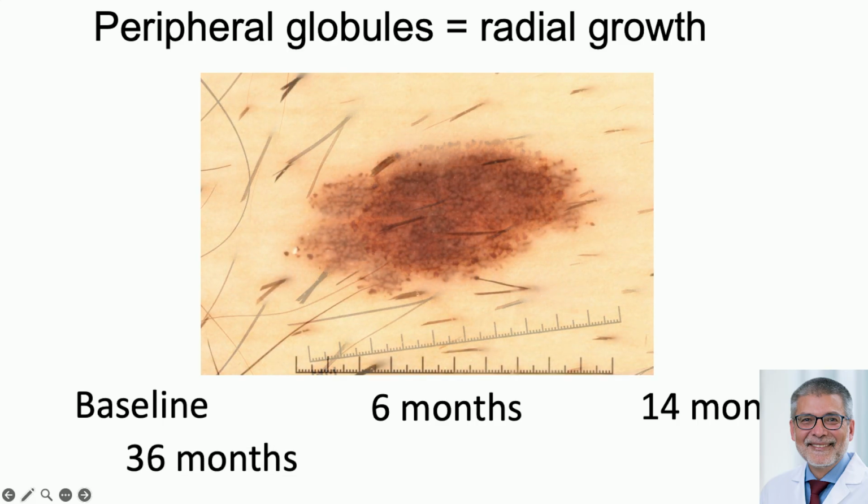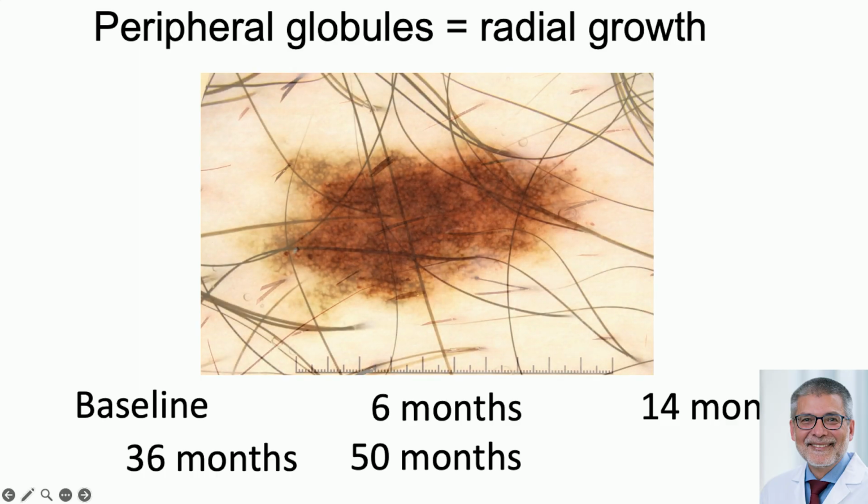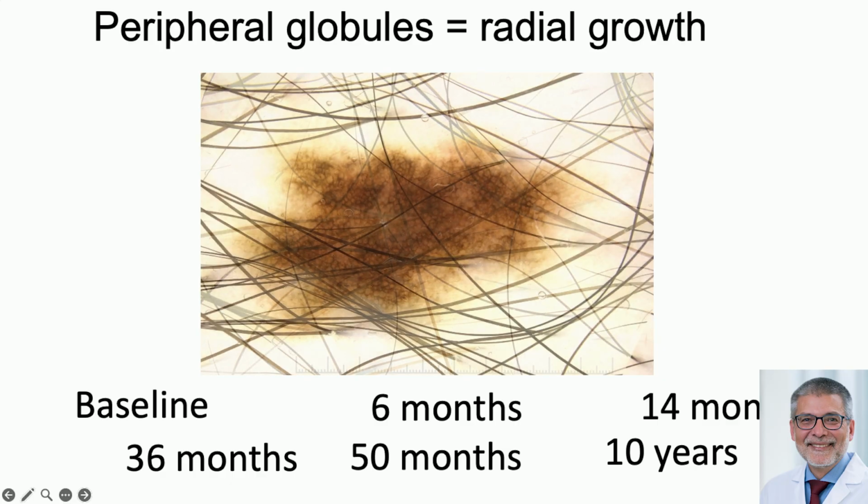Continue to follow it over time. Now at 36 months, those peripheral globules are fading away. The lesion has a reticular pattern. At 50 months, you don't see those peripheral globules anymore. You just see network. At that point, this lesion is in senescence, and it doesn't matter how much longer you follow it. This is now the lesion 10 years later.